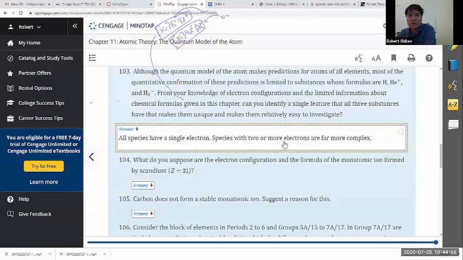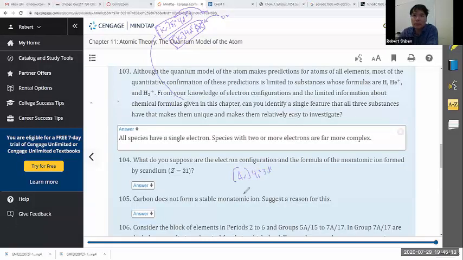What do you suppose are the electron configurations and the formula for the monatomic ion formed by scandium? Scandium is special. I already talked about scandium earlier, it's +3. So it's argon 4s2 3d1. But we write it backwards. When we're looking at forming ions, we always write it in numerical order, 3d1 4s2.